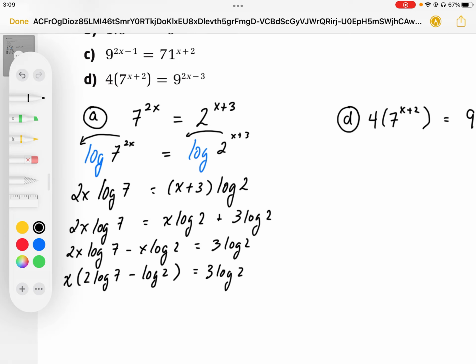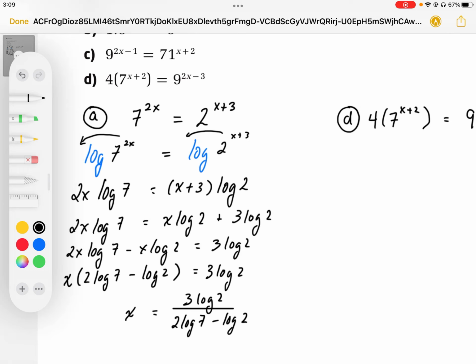So some number times x equals another number on the opposite side. I need to get rid of that multiplier, everything in the brackets, by dividing both sides by that whole thing. So I'm going to divide by 2 log 7 minus log 2. Okay, so that's my base 10 answer.